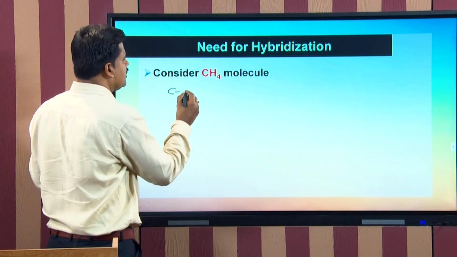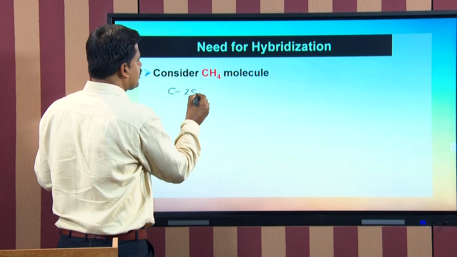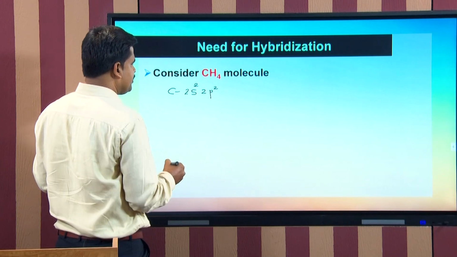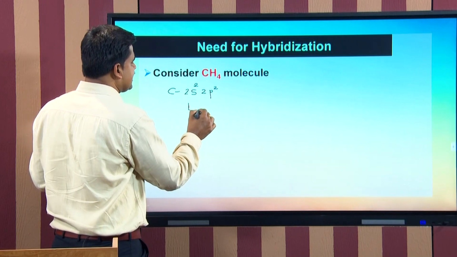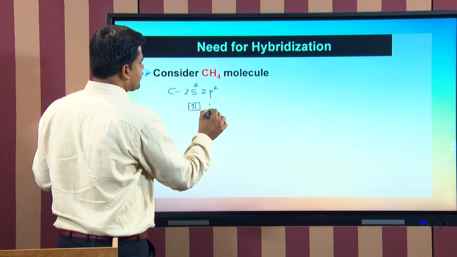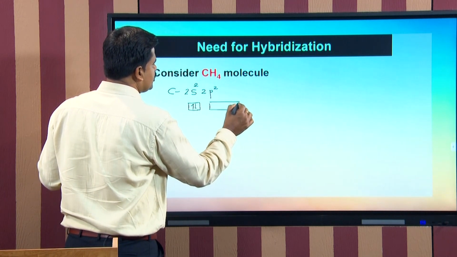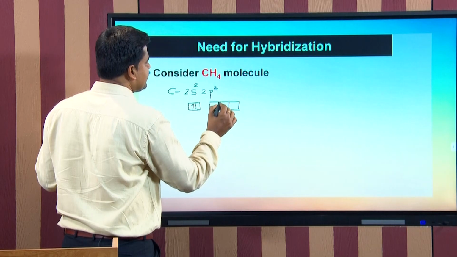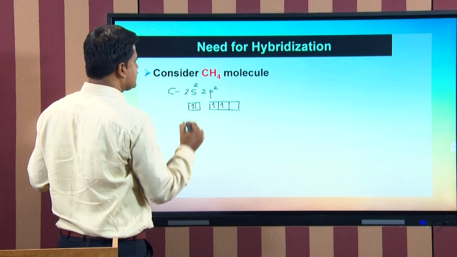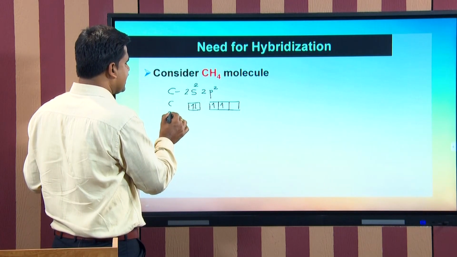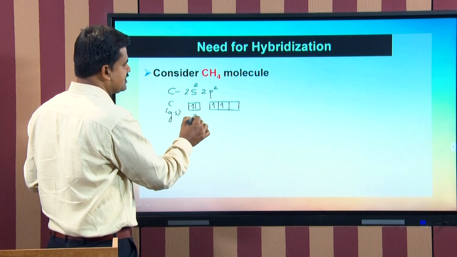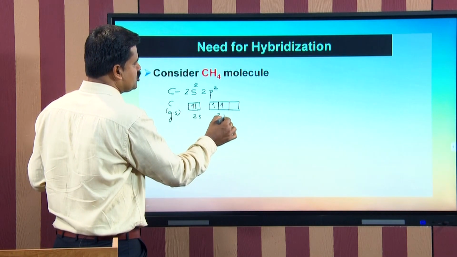Carbon has the ground state electronic configuration 2s2 2p2. When I represent it in box-wise notation, the 2s orbital has 2 electrons and there are 3 2p orbitals, say 2px, 2py and 2pz, and there are 2 electrons. This is the carbon atom arrangement in the outer shell in the ground state. This is 2s, this is 2p.